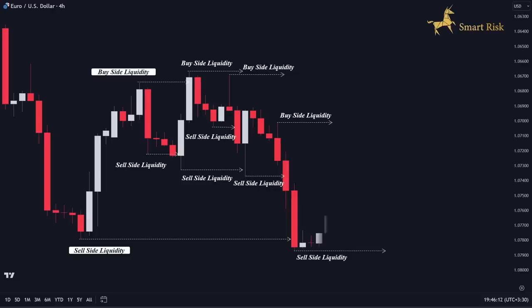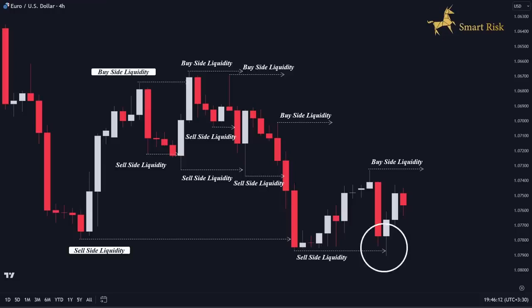Now let's move forward. Here again we can detect another swing high, as we have a high with a lower high on each side of it. So here we have the buy side liquidity resting above the swing high. In the following, we see that price pushes to the downside to reach the sell side liquidity. As you can see, price swept the sell side liquidity with the wick of this white candle.